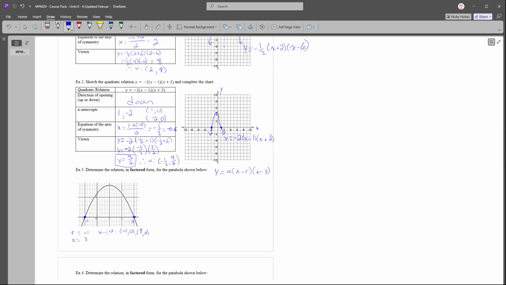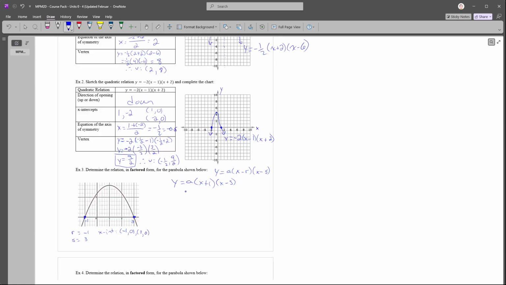Okay. But what about the a term? Do we know anything? We have to find it. Now, the thing is, we can find this in the exact same way that we did last time. First of all, let's substitute our r and s into our equation. So we have y is equal to a, which is unknown right now, times x minus r. So that's x plus 1. X minus negative 1 gives us x plus 1. And then x minus s, which is x minus 3. Nothing changes there.